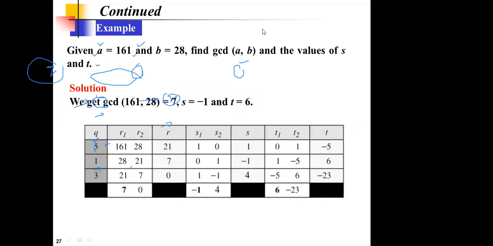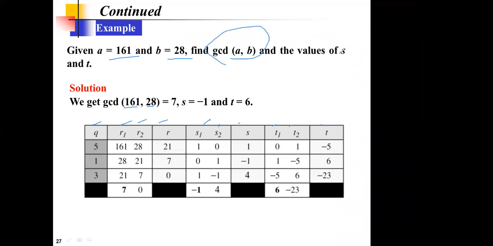Okay, let's check here. Again, we have the values: Q, R1, R2, R, S1, S2, S, T1, T2, T. So if I ask you in the examples, first write these variables. Find the GCD of 161 and 28, and also the values of S and T.